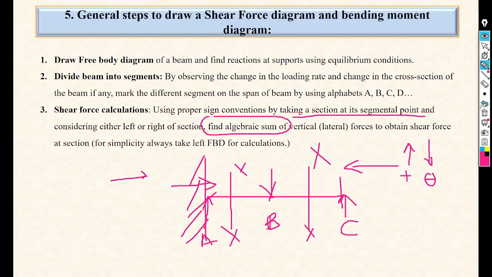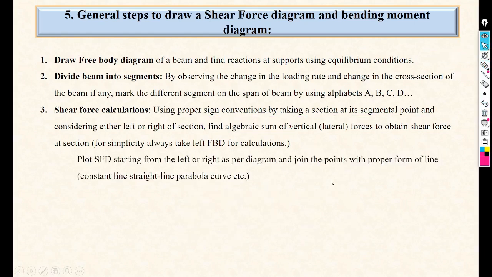Now, once we calculate the shear force, next plot the SFD starting from the left or right as per the diagram, and join the points with the proper form of line. Suppose, as we have discussed, a simply supported beam with a centrally placed point load. So we have these 3 points, and we will get the shear forces at A, B, C, all points. So what is the next step?